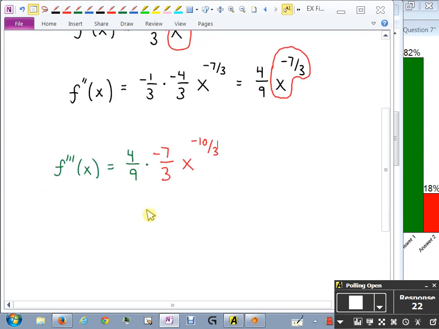So we're here. Put these two numbers in the front together. You're at negative 28 over 27, x to the negative 10 thirds. I'm going to box this as my answer.